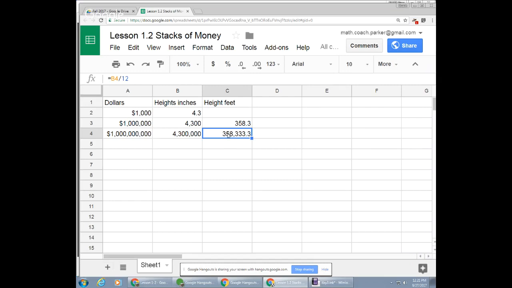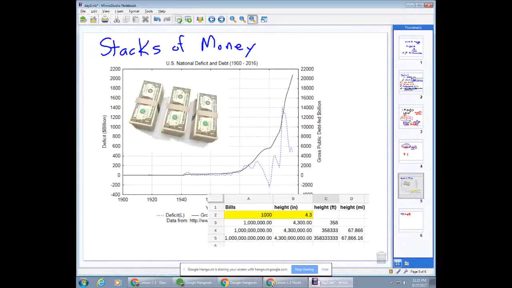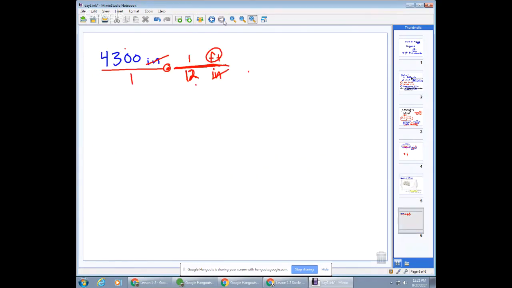Can you think of something that's 360,000 feet long? I can't. Maybe we should change to miles. Let's give it a try. Height in miles. All right, I got to go to my scratch paper. So let's see. Over here, I have roughly 360,000 feet. And I need to convert that to miles.